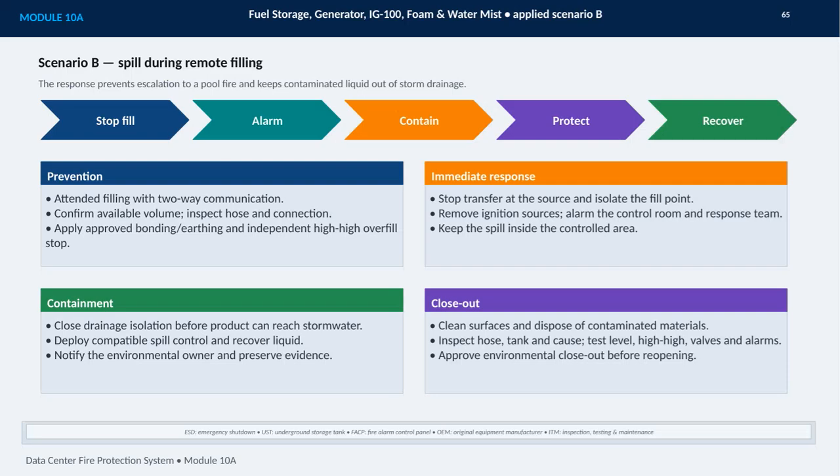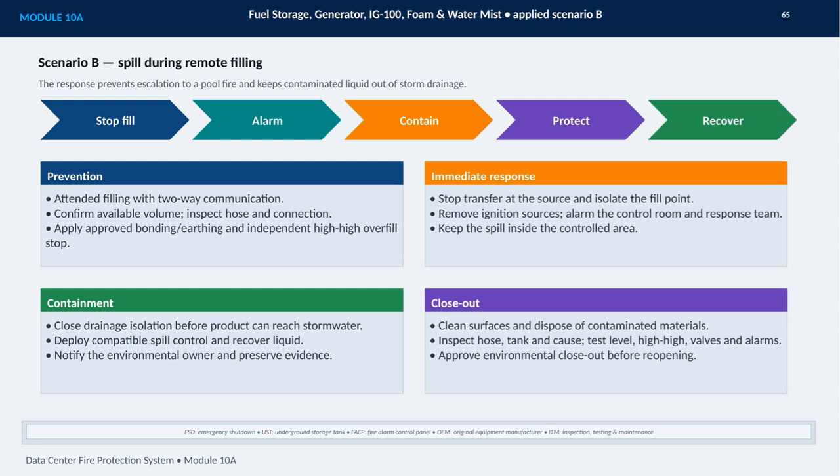This scenario focuses on a spill during remote fuel filling, where the immediate priorities are to prevent escalation to a pool fire and keep contaminated liquid out of storm drainage. The response follows 5 actions. Stop the fill, raise the alarm, contain the spill, protect people and equipment, and recover the liquid.